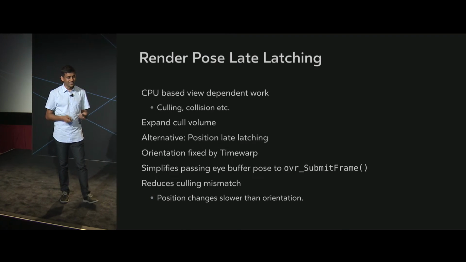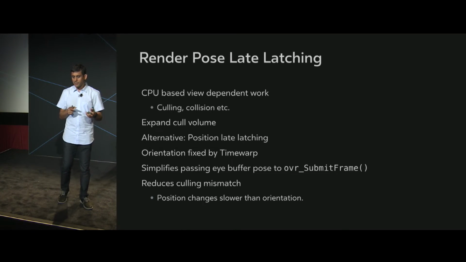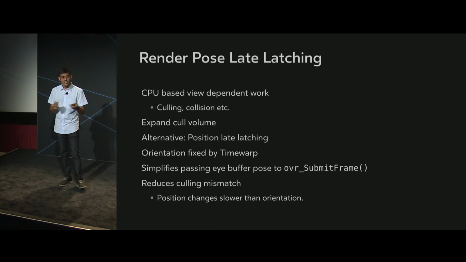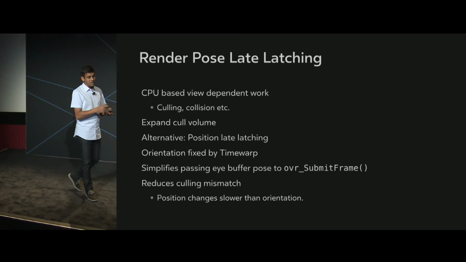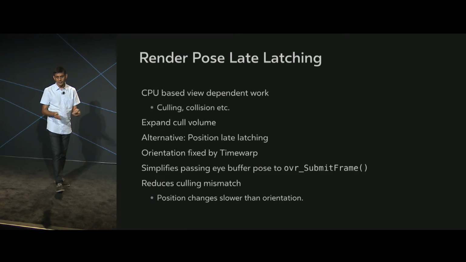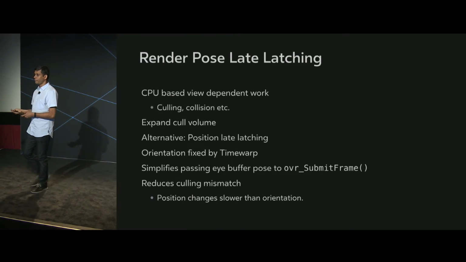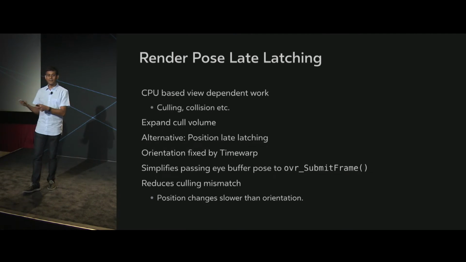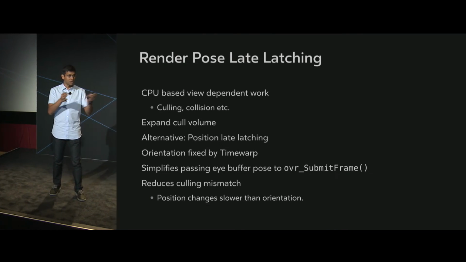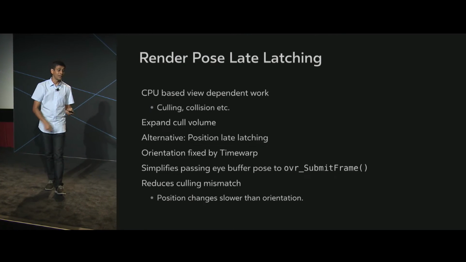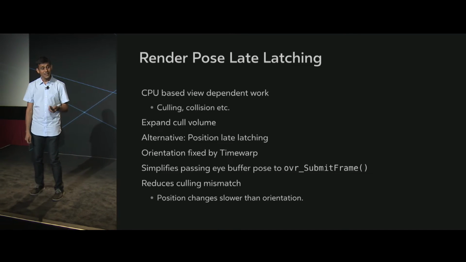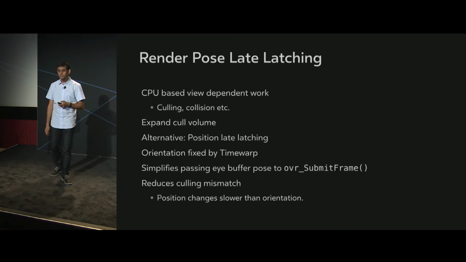Also, we found that it reduces culling mismatch, because you can actually move the orientation a lot very quickly, but positional changes are a lot more subtle. And so if you just late latch the position and let time warp take care of the orientation changes, when time warp fixes up orientation, you don't see culling artifacts, you just get a black pull-in, which is actually a lot less objectionable than seeing through aspects of your geometry that might have been culled. And so that seems like a promising approach that we're going to explore and potentially add APIs to enable apps to do.